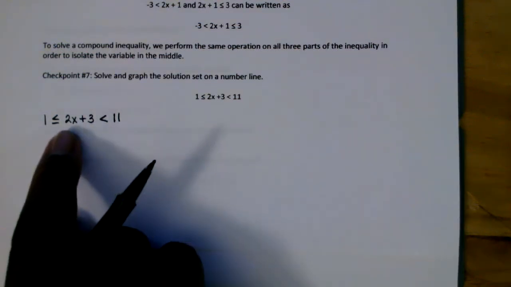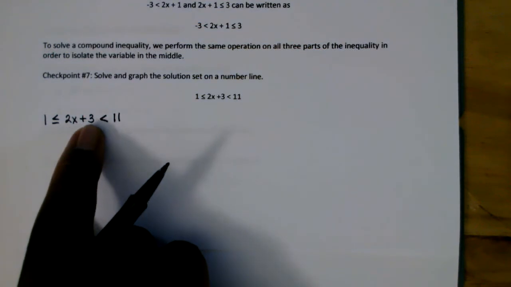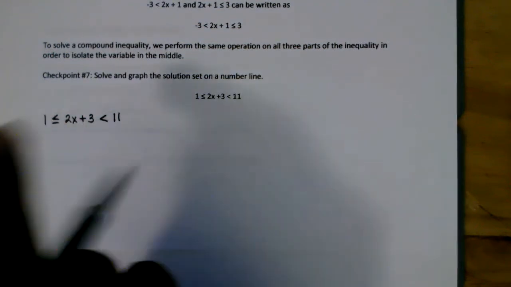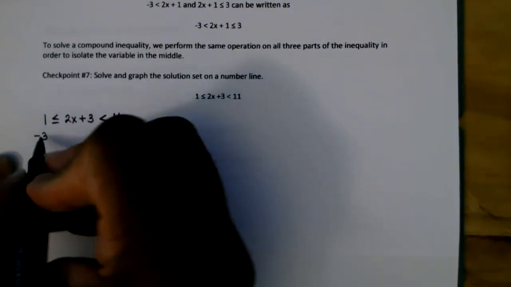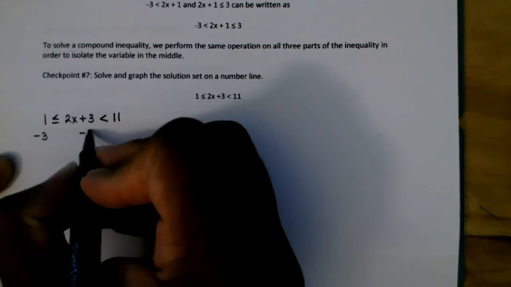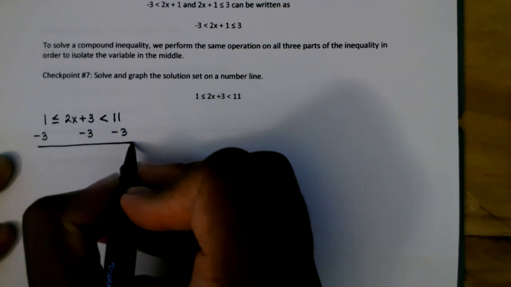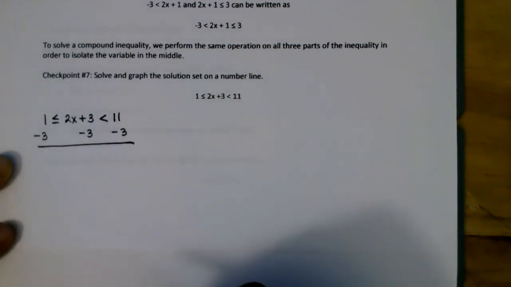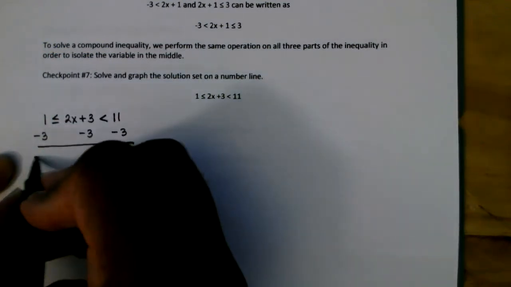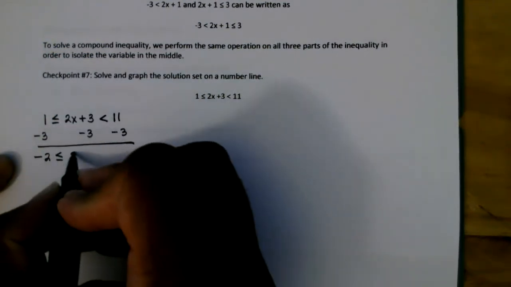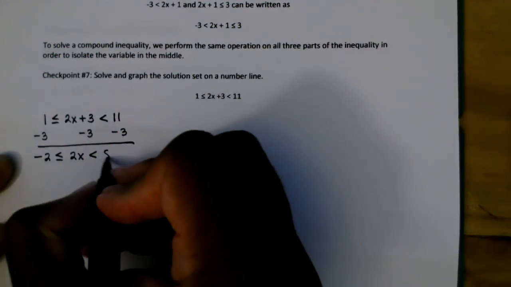So our objective here is to get this x by itself in the middle. We're adding 3, so the opposite of adding 3 will be to subtract 3. On the left side of this inequality, I'm going to subtract 3. In the middle, I'm going to subtract 3. And on the right side, I'll subtract 3. So here I'm going to have 1 minus 3, which is negative 2, less than or equal to 2x, and less than 11 minus 3, which is 8.